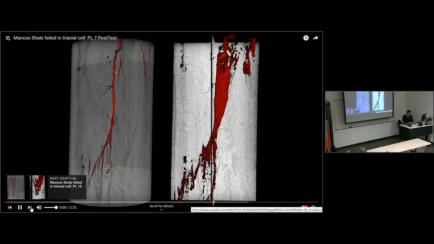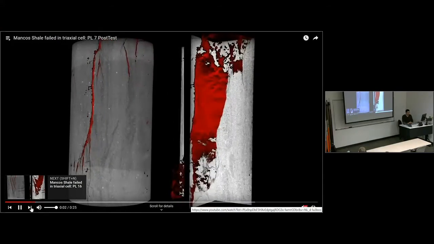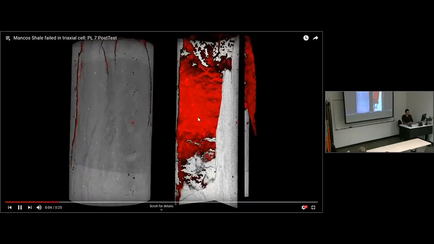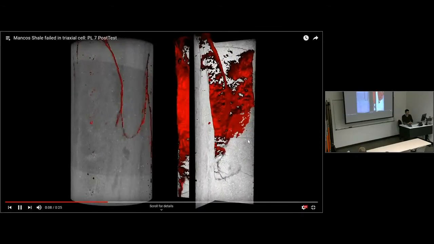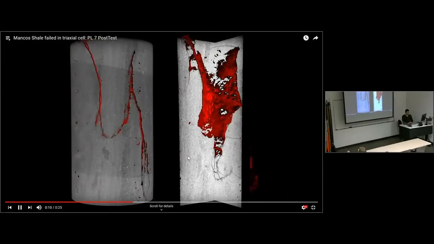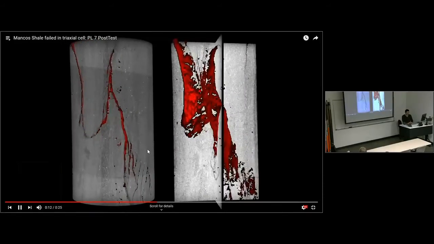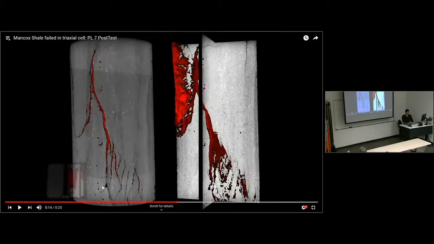I think the next one is a little bit better. Let me check. Yeah, so you can see also here some of those shear fractures that tend to concentrate in the laminations right there. This is a good one as they go through the sample.